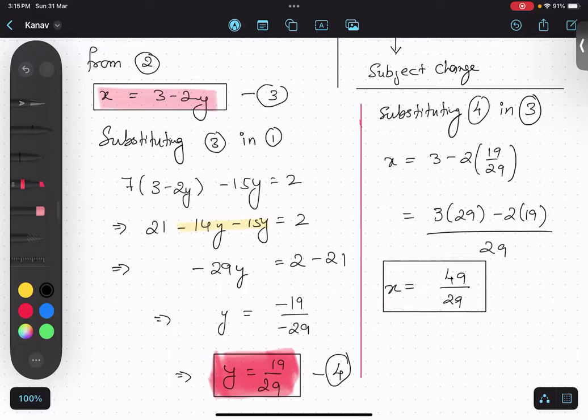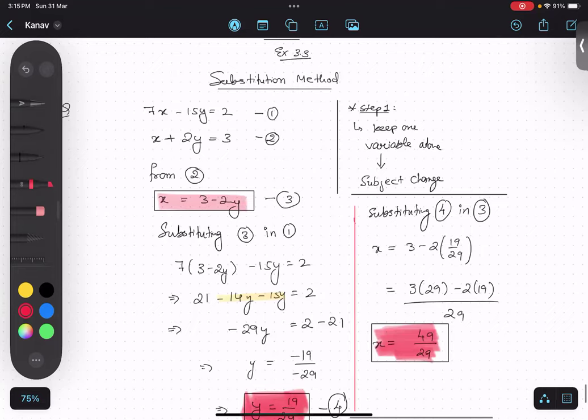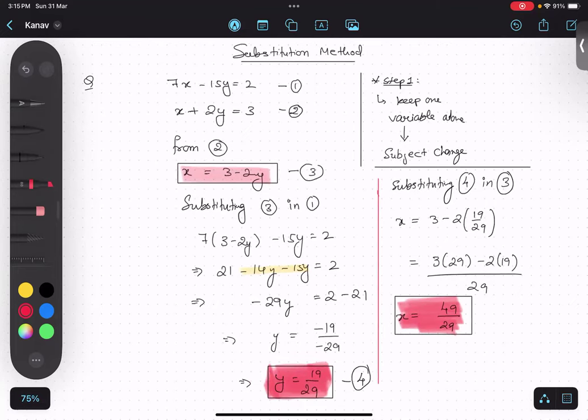So that's it. Is there any doubt in this method, substitution method? No. So take a look at it. I'll just revise. Keep one variable alone. In this particular question, x was already alone. Alone means coefficient is one. Already coefficient is one. So I need to make it one. Suppose it was not the case, I would have made it one. So quickly copy this thing. Then I will do one more question. After that, you will practice.